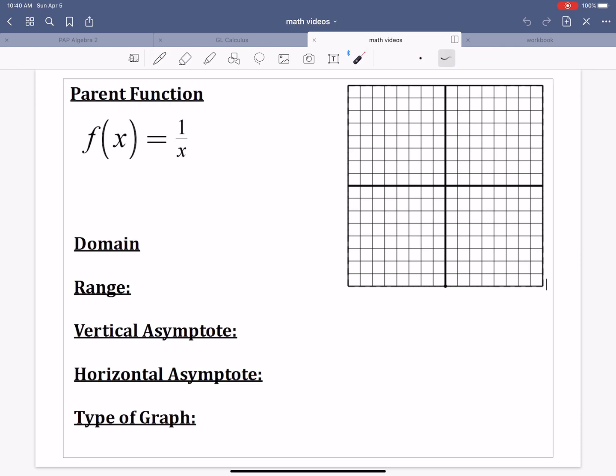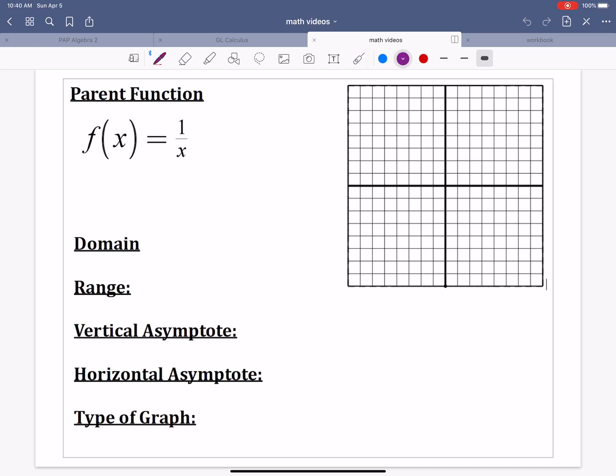Okay, so the first thing that we're going to do is talk about the parent function of the reciprocal family. The parent function of that family is 1 over x. We call this a rational function because our variable is in the denominator. And this is called a reciprocal function because x is linear and there is no x in the numerator. So, a linear term in the denominator, no variable term in the numerator, just a number, just a constant.